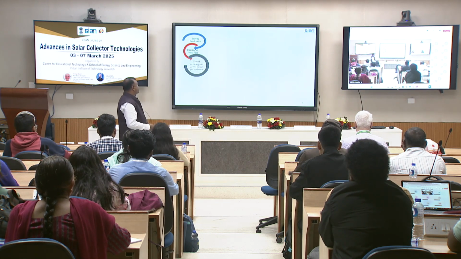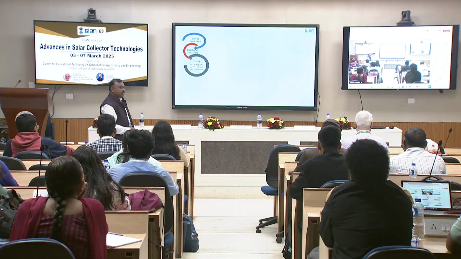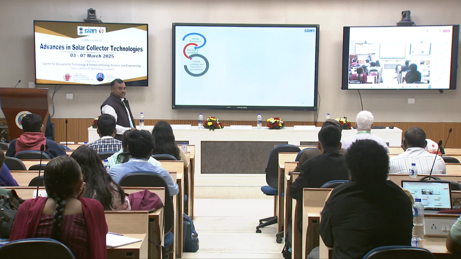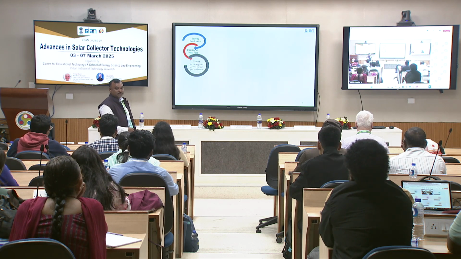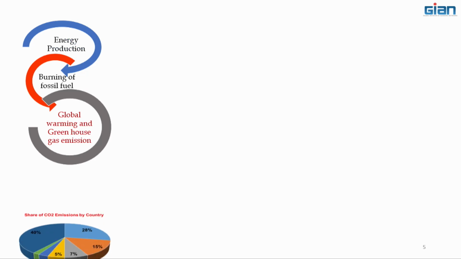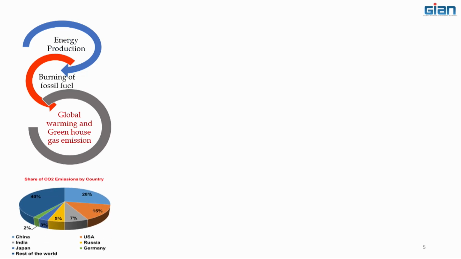Now we need energy production. That means we need to burn, because mostly energy is coming from fossil based fuel, and that leads to global warming and greenhouse gas emission to the earth's atmosphere, right? And this is the share of carbon dioxide emission by different countries. As you can see here, China is taking the driver's seat, and then we are also not far behind, and then USA and other shares you can see here.